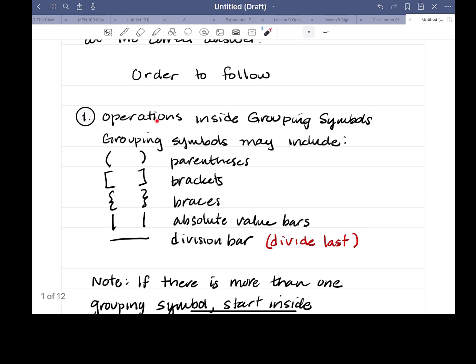First, any operations that are inside grouping symbols. Now, the most common one is the set of parentheses, but you may also have brackets, braces, absolute value bars, or this fraction or division bar, and it's telling you to divide last. In other words, do everything on top, everything on bottom, and then divide last.